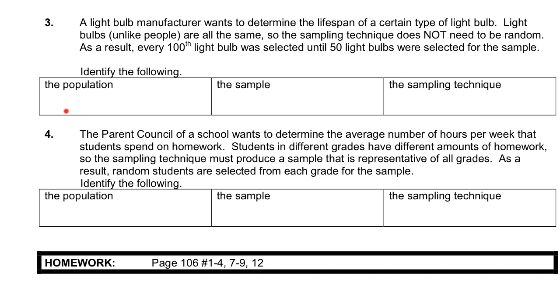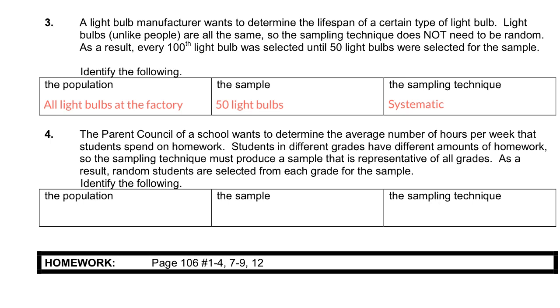So we're going to, again, identify the population, the sample, and the sampling technique. So keys to remember, we're sampling light bulbs, and we're choosing every 100th light bulb. The population is all the light bulbs that are made at the factory. We're sampling 50 light bulbs, and since every 100th light bulb was selected, that is a systematic sampling technique.